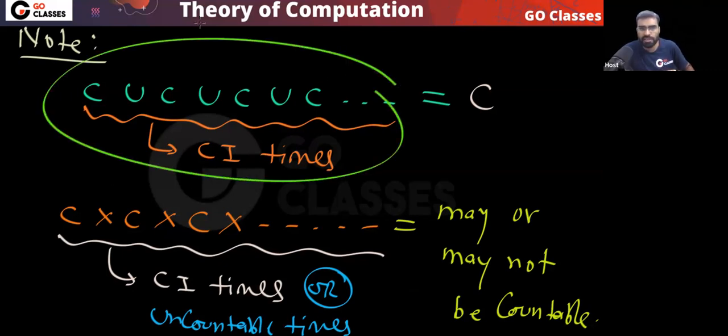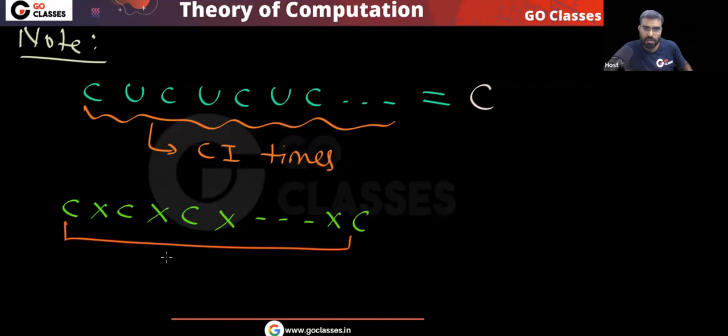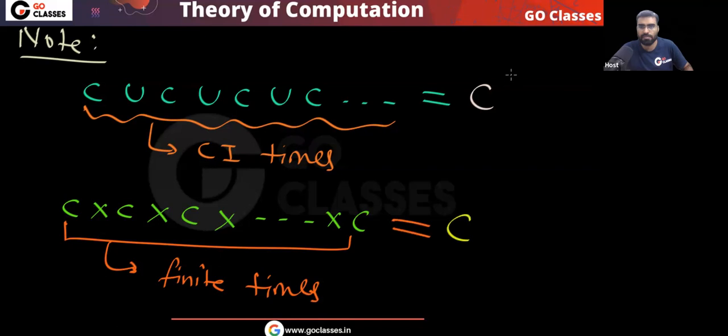But for union, it is fine. For cross product, it is fine if you do countable cross product a finite number of times. If you are doing it a finite number of times, then that will be countable. So we have already seen everything so far.